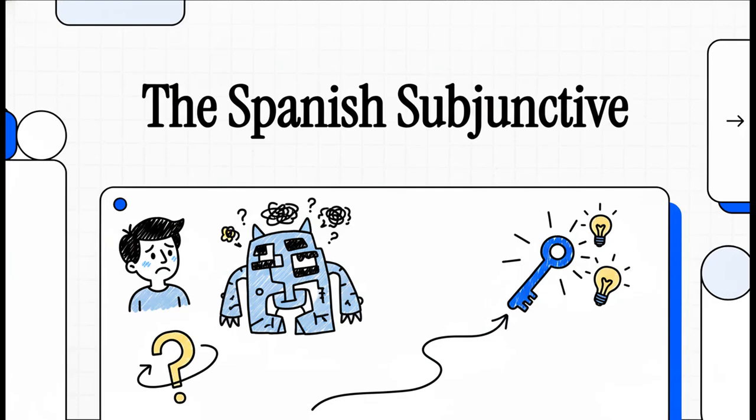Okay, let's talk about the Spanish subjunctive. Just hearing that phrase can send a shiver down your spine, right? It's got this reputation for being like the final boss of Spanish grammar. But what if I told you that reputation is totally overblown? That it's actually way simpler than you've been led to believe? Well, stick with me because we're going to crack this thing wide open.